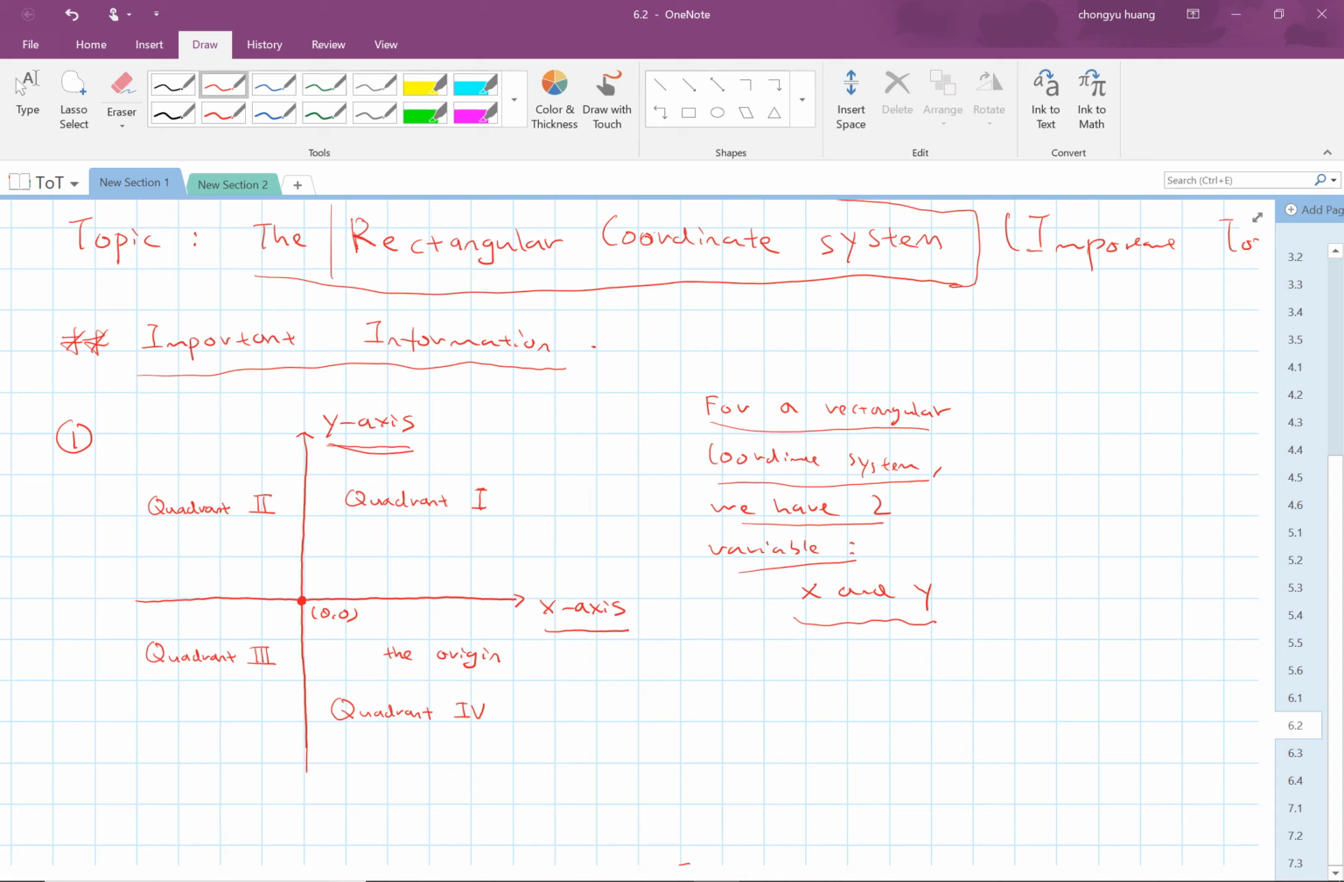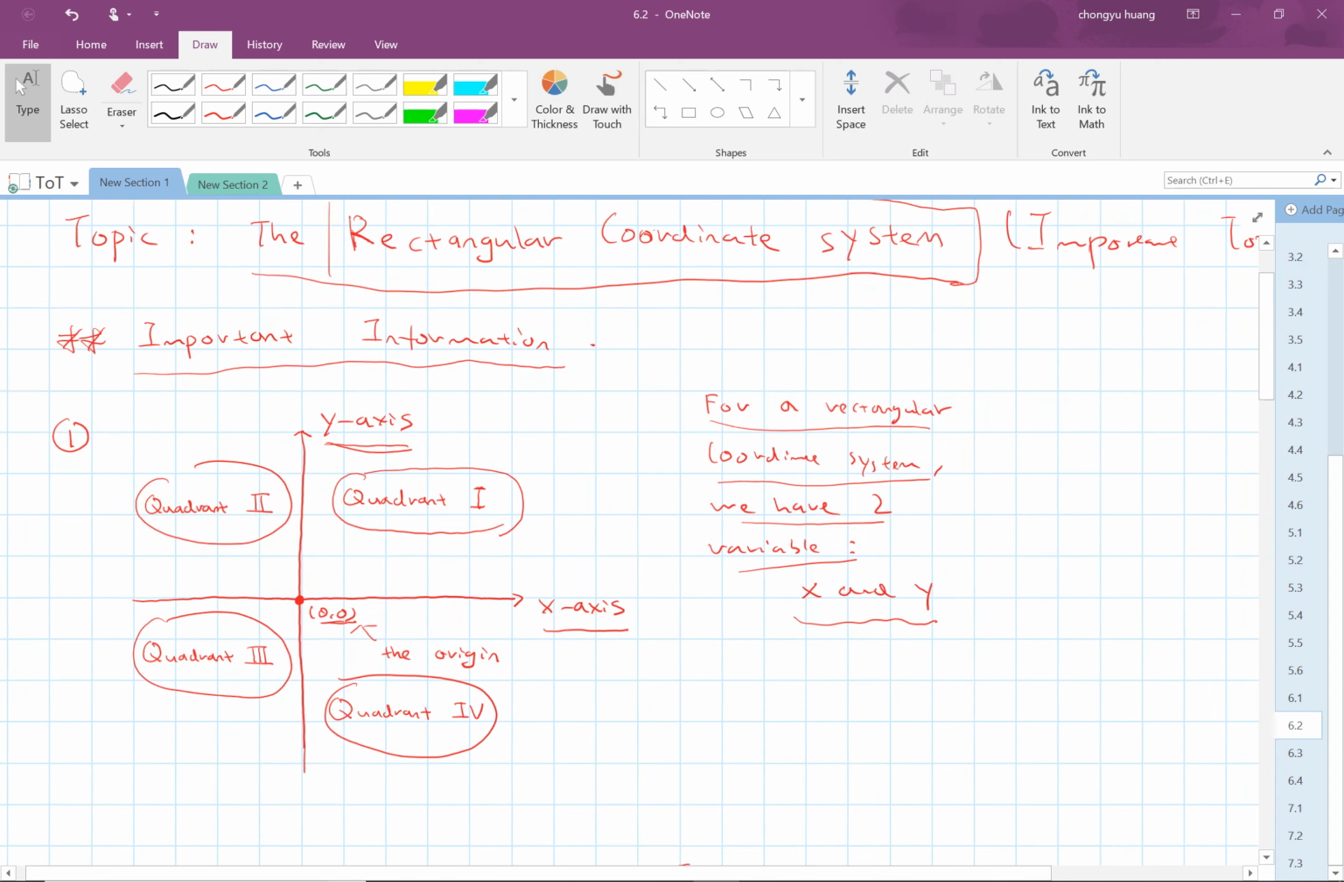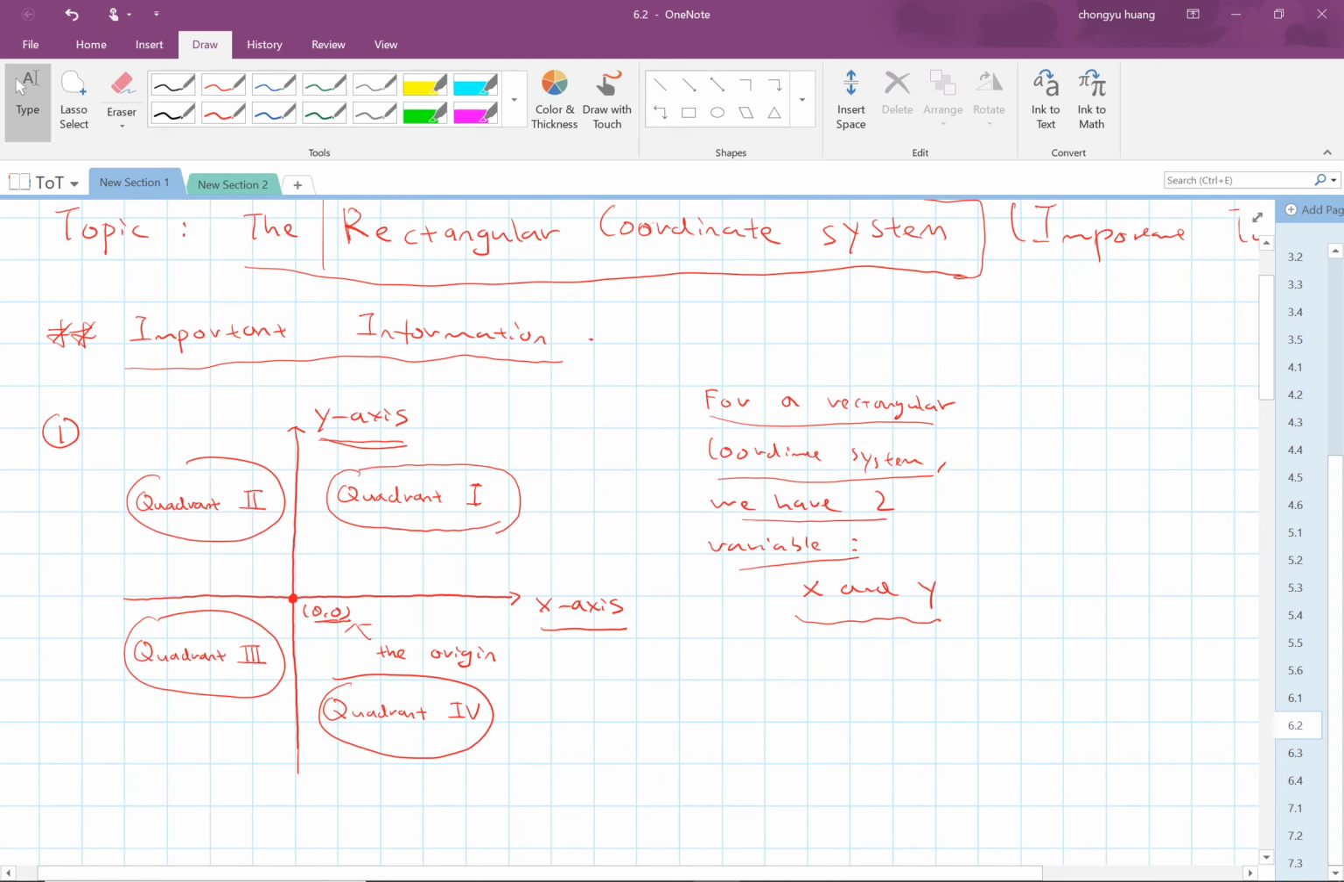As you can see over here, we have quadrants. We have quadrant one, quadrant two, quadrant three, and quadrant four, right? And then we have an origin, which is (0, 0). Those are the basic elements which form a rectangular coordinate system.